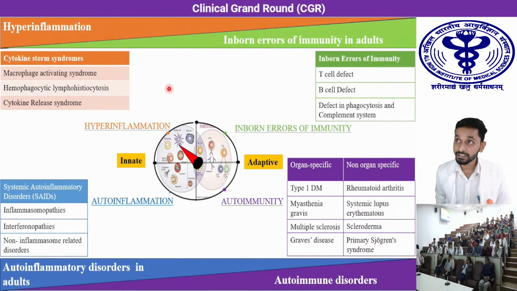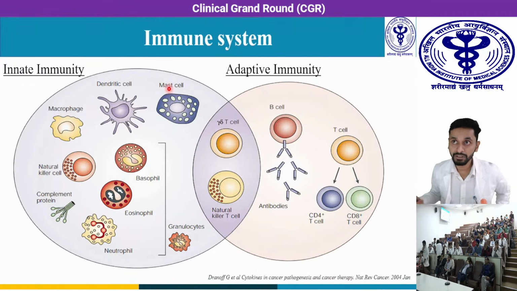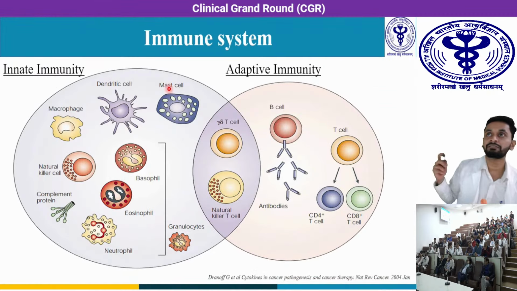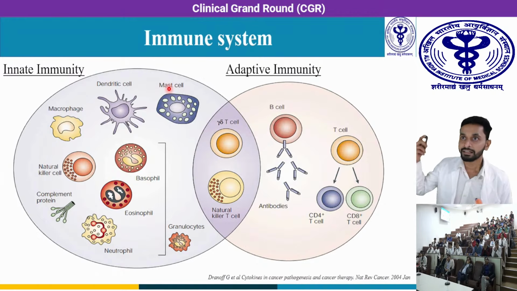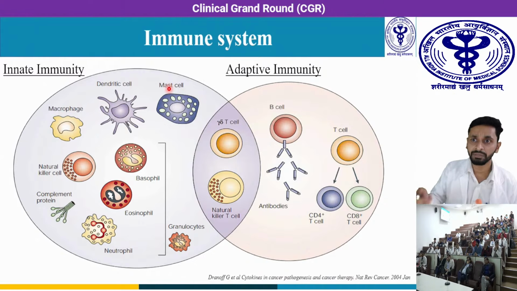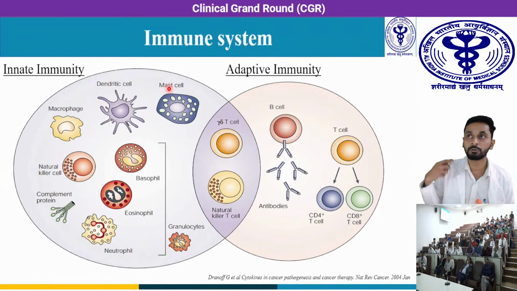Now we will shift the gears toward inborn error of immunity. So inborn error of immunity consists of both dysregulation of innate and adaptive immunity. In innate immunity, it can be phagocytic defect or complement defect. Complement defect can be C1 esterase deficiency. In case of phagocytic defect, it can be chronic granulomatous disease or leukocyte adhesion defect.